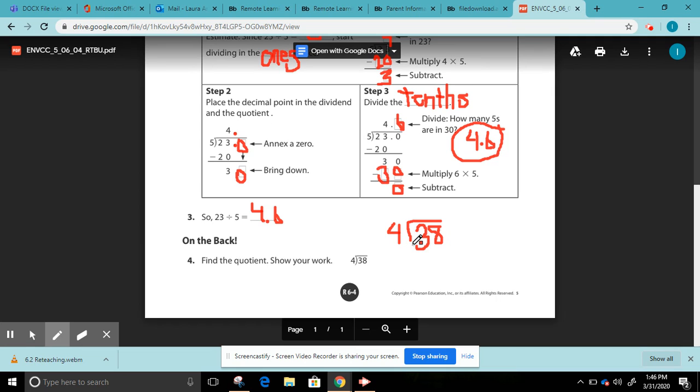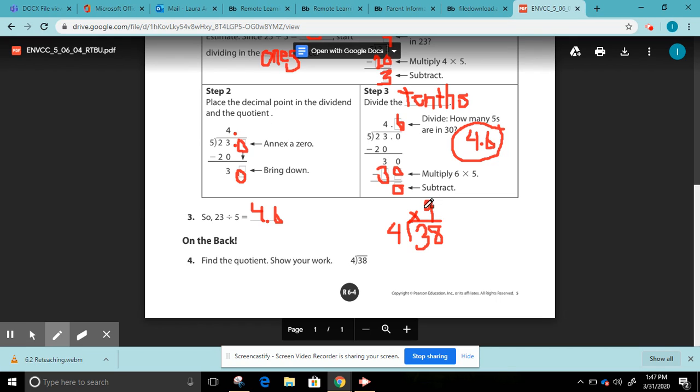Okay, so think about it. It's like our usual division algorithm. Can 3 be divided by 4? That's a no, right? So I'm going to put a little X, right? That helps you. Can 38 be divided by 4? It can. How many times can 4 go into 38? Without going over. You said 9, that is correct.